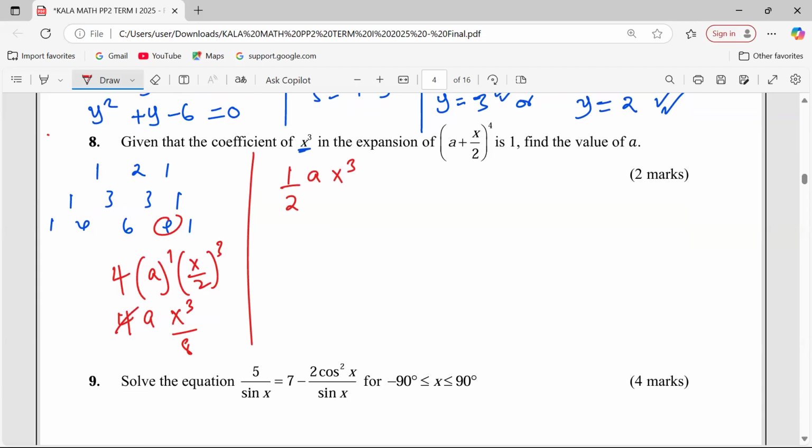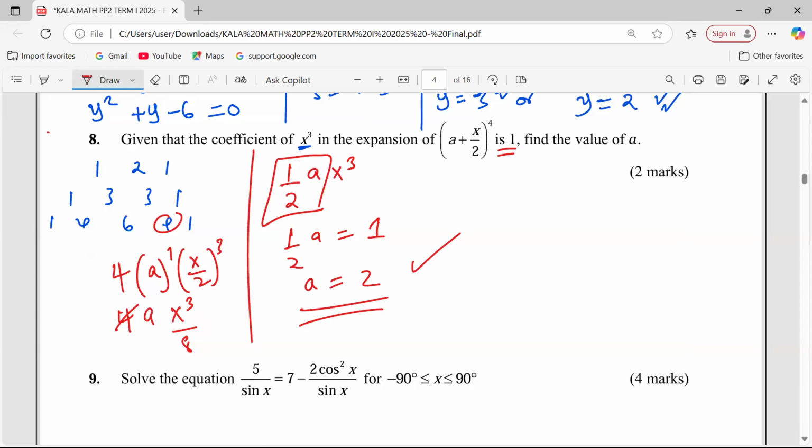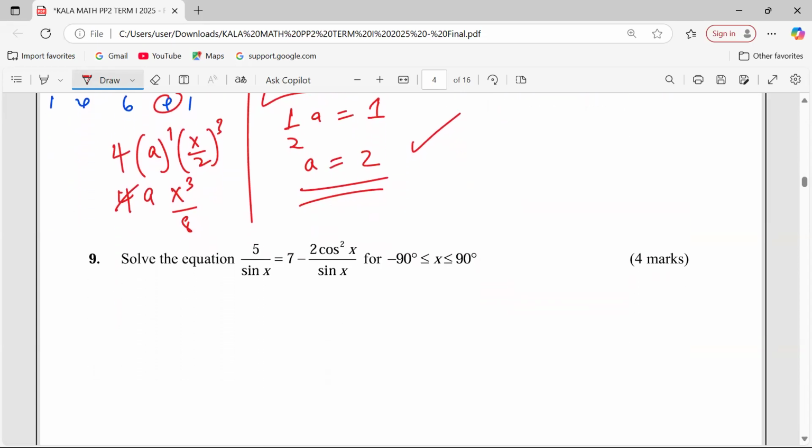Now we are told that the coefficient of x power 3, which is here, is equivalent to 1. So half a equals 1. I find the value of a. To remain with a, I multiply by 2 on both sides. So the answer shall be 2. That's simple. The answer shall be 2.